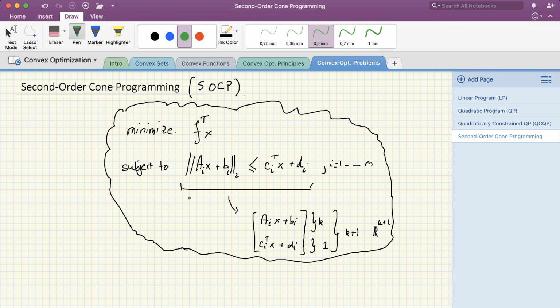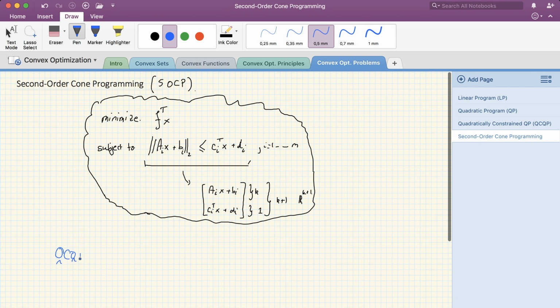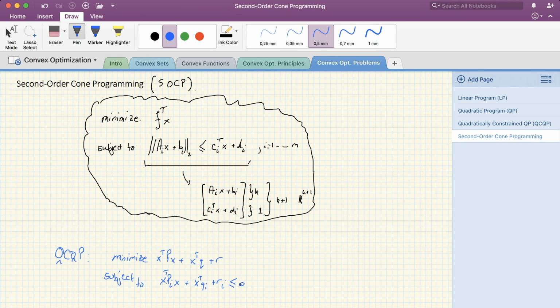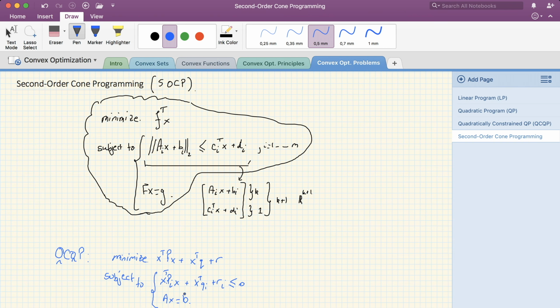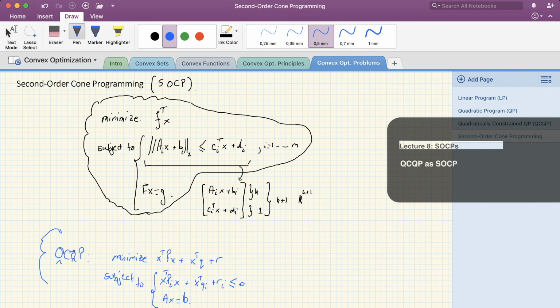So let's copy a QCQP right here. So a QCQP should look something like this. You're minimizing x transpose Px, with constraints less than 0. We forgot here in an SOCP, we forgot the affine constraint, right? The affine constraint, so Fx equal to g. I'm going to erase this, or at least throw it out. And an affine constraint here, Ax is b, right? So how come a QCQP is a particular instance of the more general SOCP?